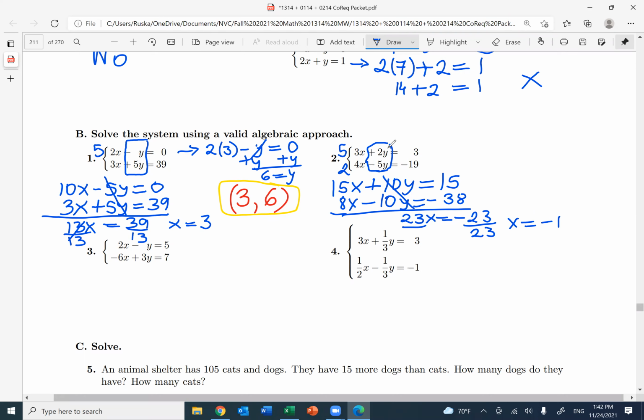Then I'm going to plug it into one of the equations, it doesn't matter. I'm going to put it in the first equation again. I'm going to have 3 times negative 1 plus 2y equals 3. So this is negative 3, so I need to add 3 to both sides to move it over. So we get 2y equals 6. Divide by 2. So I get y equals 3.